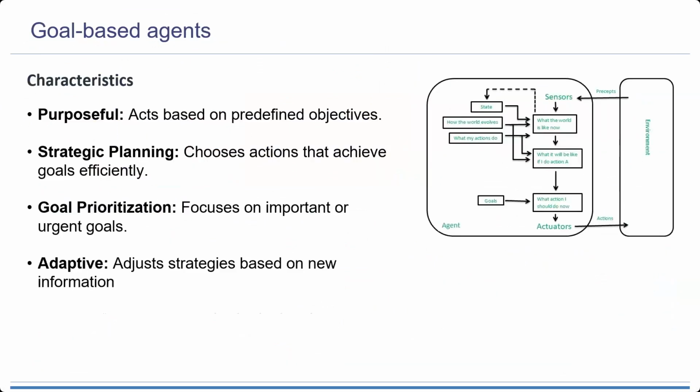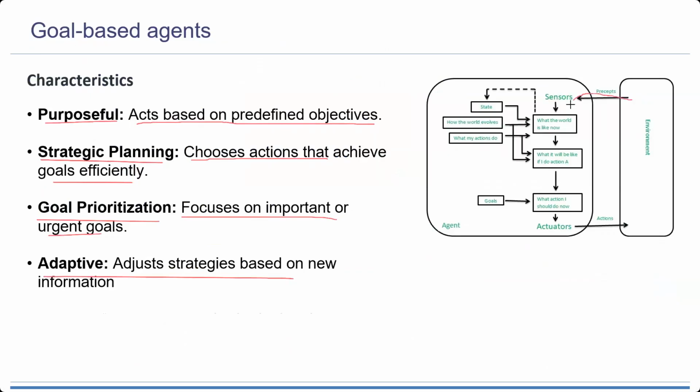Goal-based agents. A goal-based agent means it has a purpose. So it works on a predefined objective. It has some strategic planning: choose actions that achieve the goal efficiently. And we need goal prioritization, which means it focuses on the important or urgent goals. And it will be adaptive, adjusting strategies based on new information.